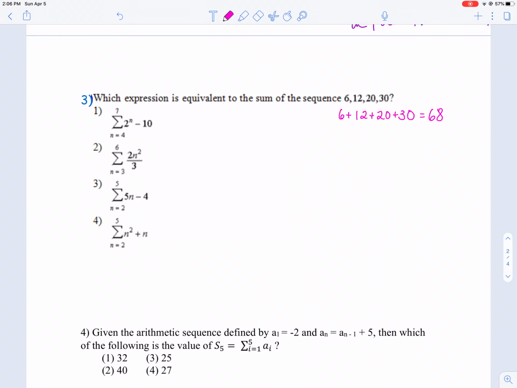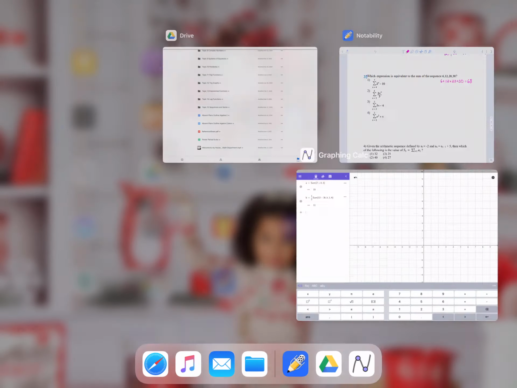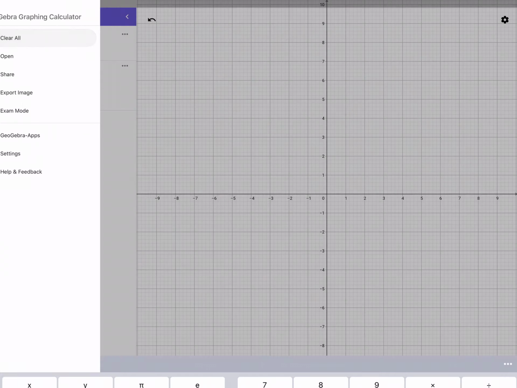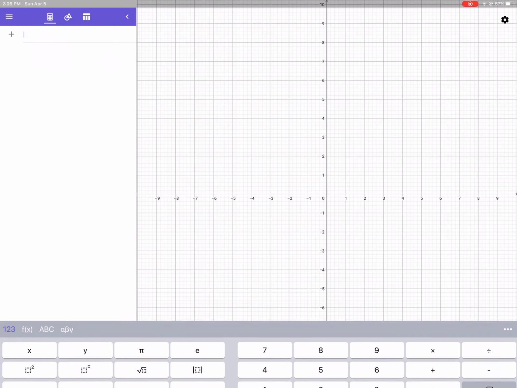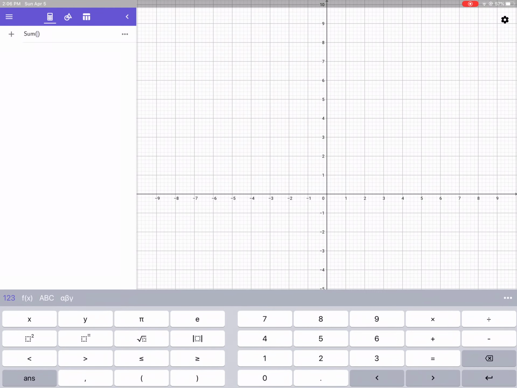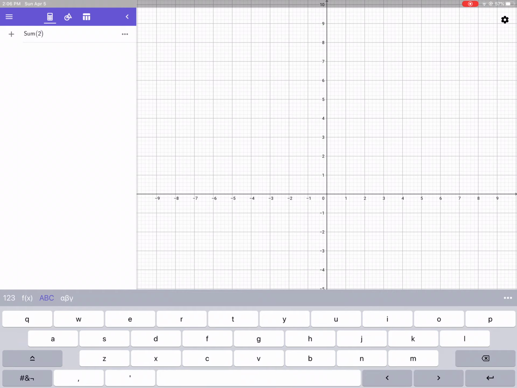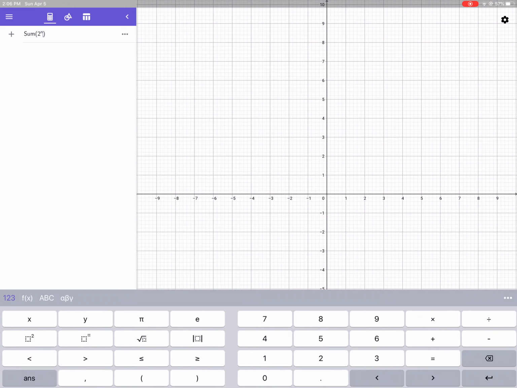Okay, so I'm going to prove it to you. I'm going to go into my calculator, I'm going to clear all of this out, and I'm going to practice putting this in and showing you. I'm going to click on my sum, there's my summation. Now, your expression here is 2 to the n minus 10. So I'm going to do 2 to the n. I'm going to click, get out of the exponent, do minus 10.